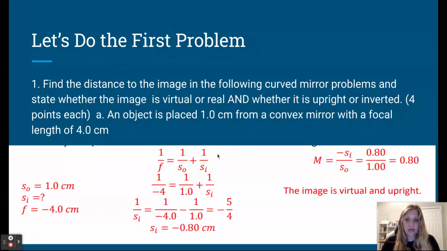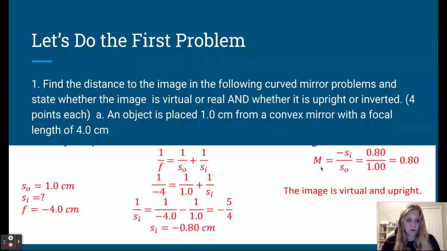Then we're going to use the equation to find SI, because that's the other piece that we need in order to determine the magnification. We use the equation that 1 over the focal length is equal to 1 over the object distance plus 1 over the image distance. We know SO, we know F, so we can plug in and solve for SI, and we end up with negative 0.80 centimeters as the distance the image is from the mirror.